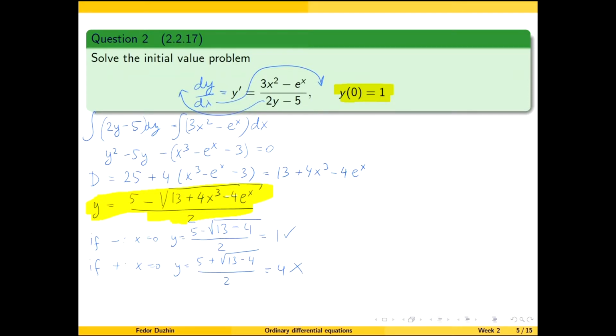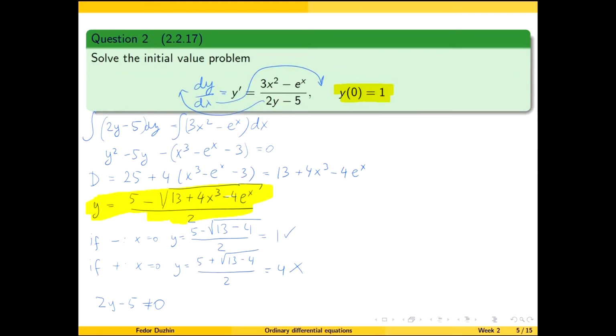Actually, not yet. Let me explain. What is not done yet? Notice that in the initial differential equation there is a division by 2y minus 5. Since we are dividing by 2y minus 5, it means that 2y minus 5 is not allowed to be 0. If 2y minus 5 is 0, then the initial differential equation is undefined. So it doesn't make sense.